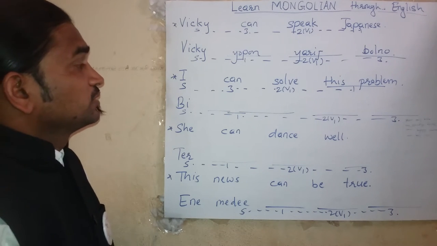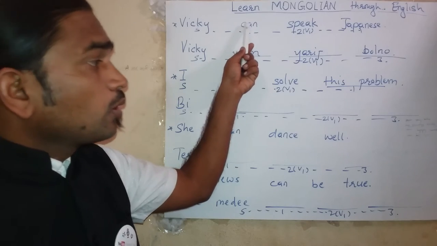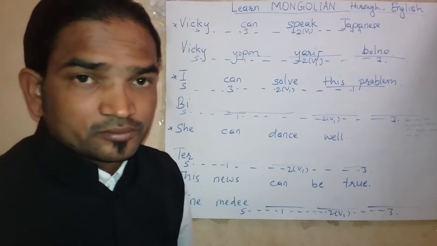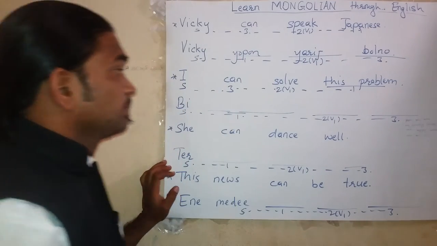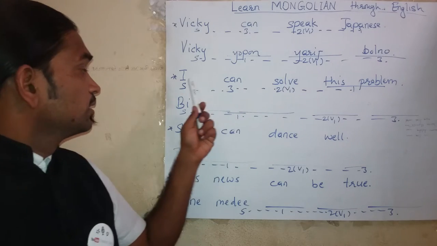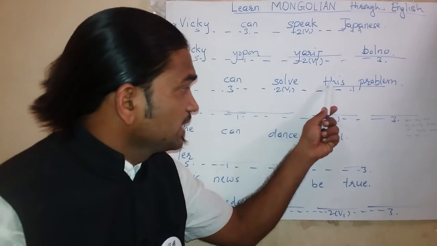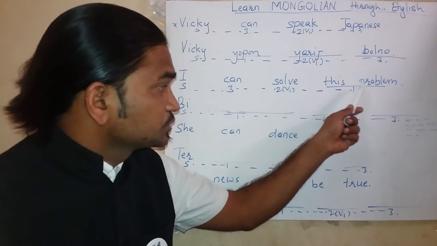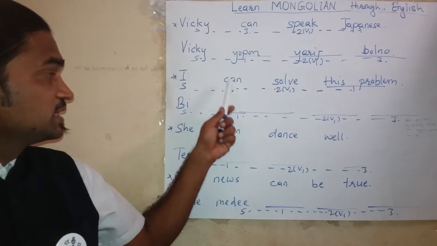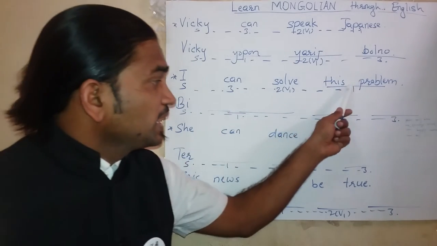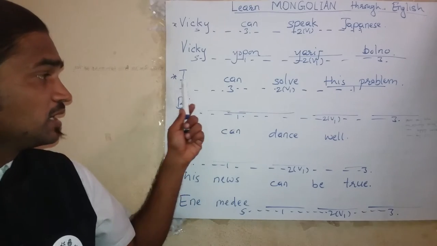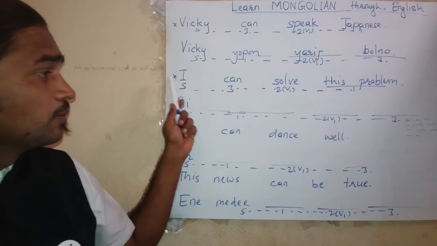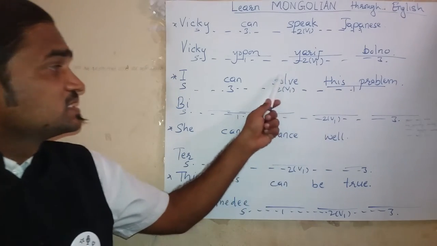Chadna. Look here, the two words used for can are Bolno and Chadna. B. Ine asudle si ide chadna. Okay, say after me. B. Ine asudle si ide chadna.